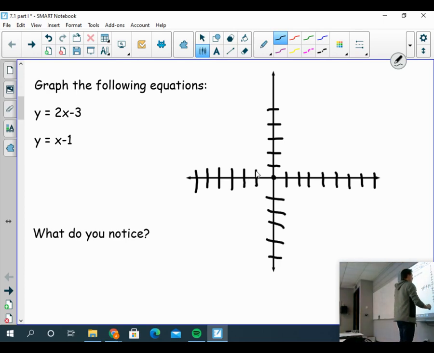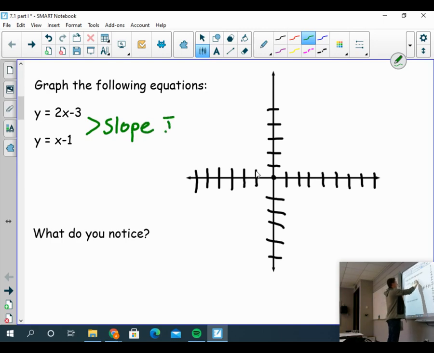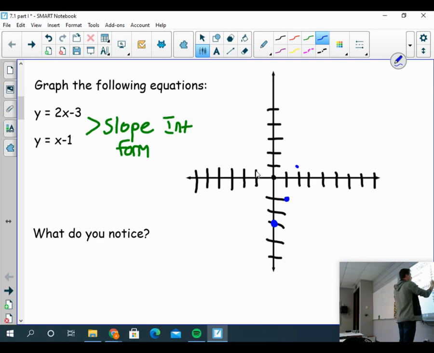Okay, so hopefully you have done that. You have now unpaused the video. These equations are both in, as you may hopefully know, slope-intercept form. So what do we do? We graph the intercept, then we use rise over run for the slope. So for 2x minus 3, I'm going to put a dot at minus 3. Then I'm going to go up 2 over 1, up 2 over 1, up 2 over 1, and I'm going to go ahead and draw my line through it.